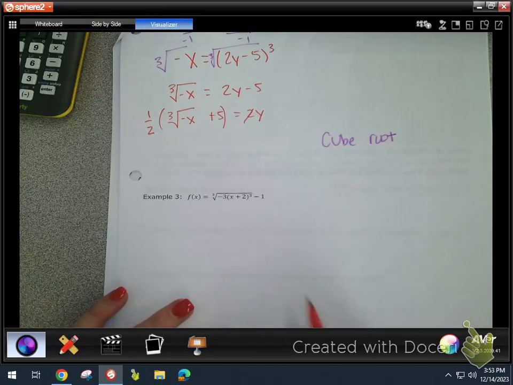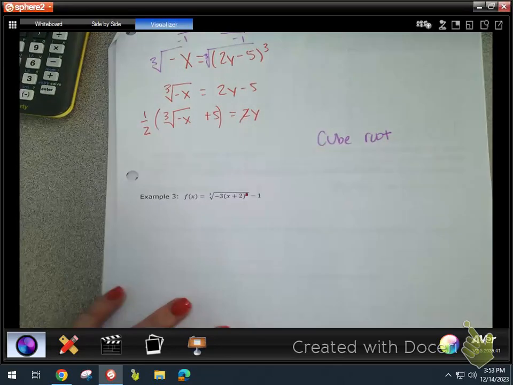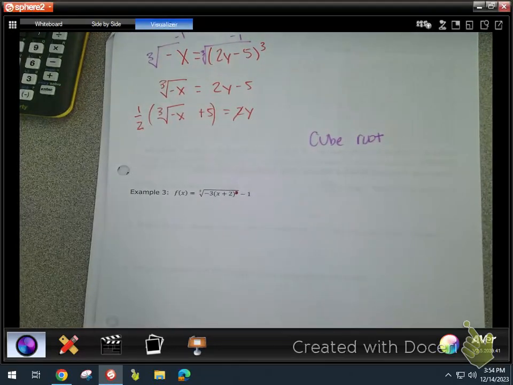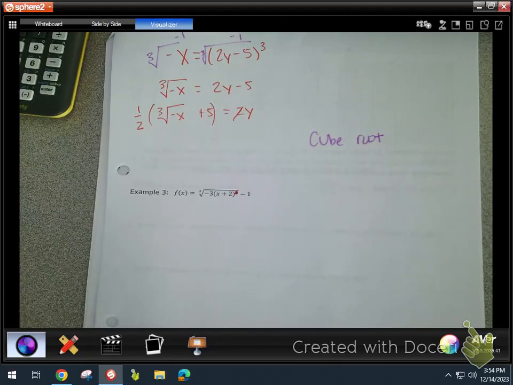Let's look at 3 real quick. First of all, this power of 3 is not supposed to be there, so go ahead and scribble that out. That was a typo. Everyone got that?